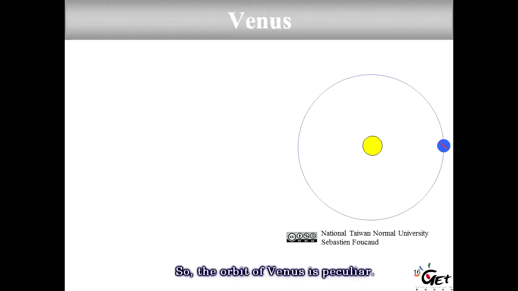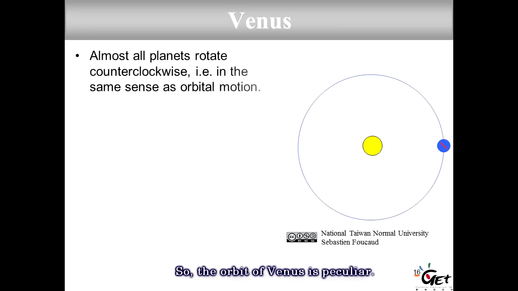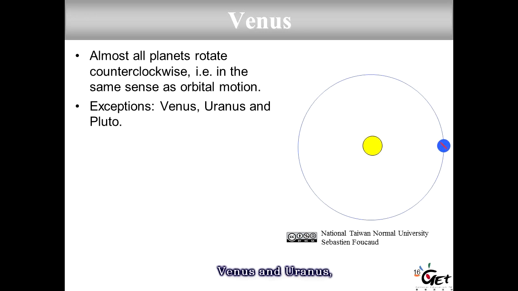So the orbit of Venus is peculiar. Almost all the planets, apart from two, Venus and Uranus, are turning on their axis the same way they're orbiting around the sun. So the planet is orbiting in that direction and it's turning in the same direction. However, Venus is doing the other way around. It's orbiting in that direction, but it's turning retrogradely, against its motion. And it's turning very, very slowly.